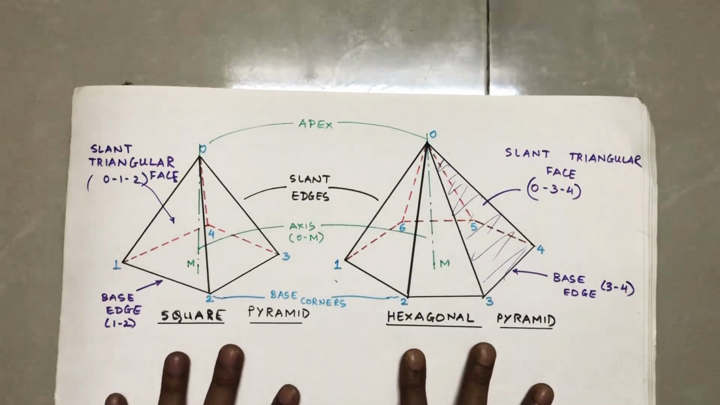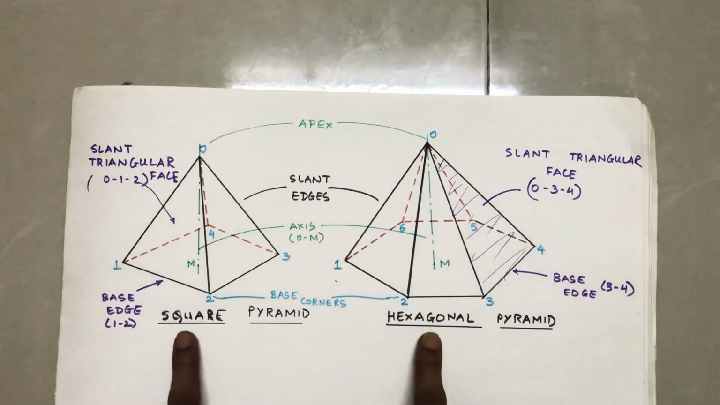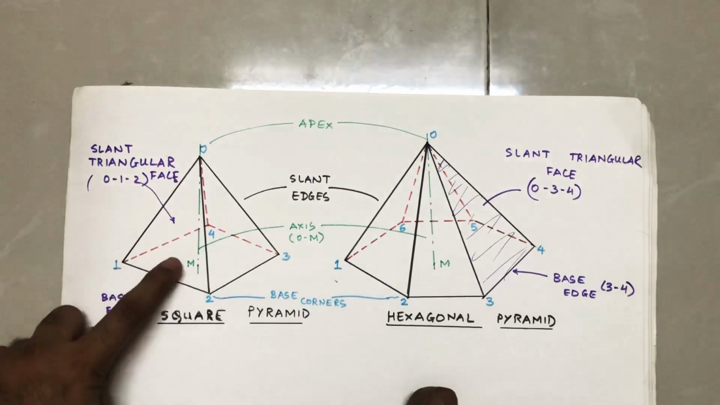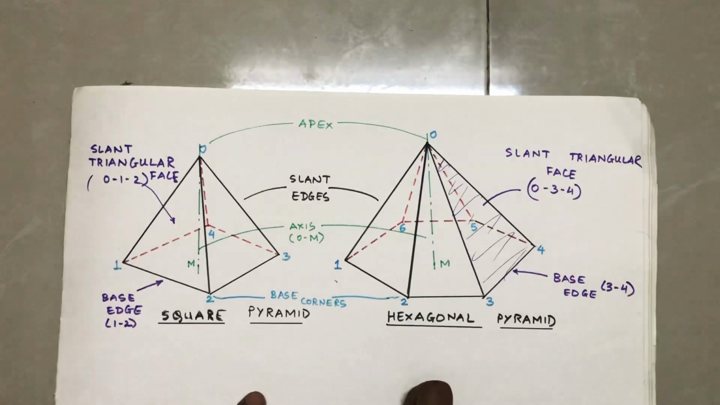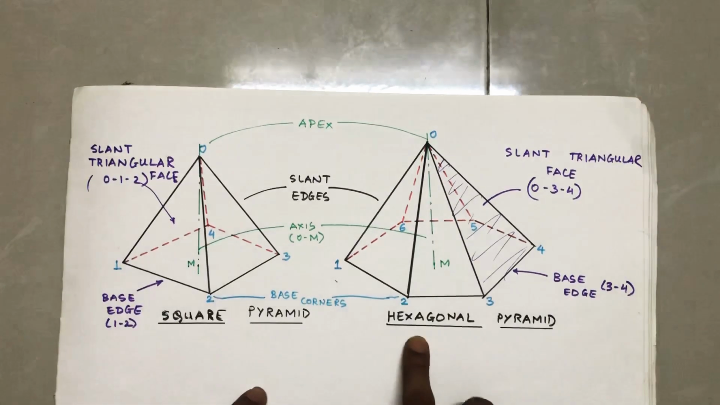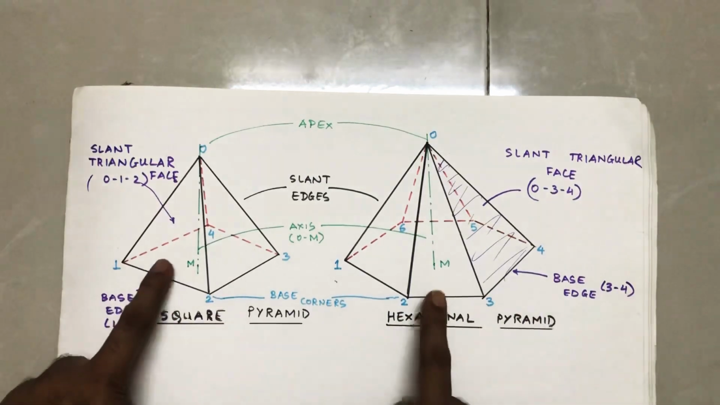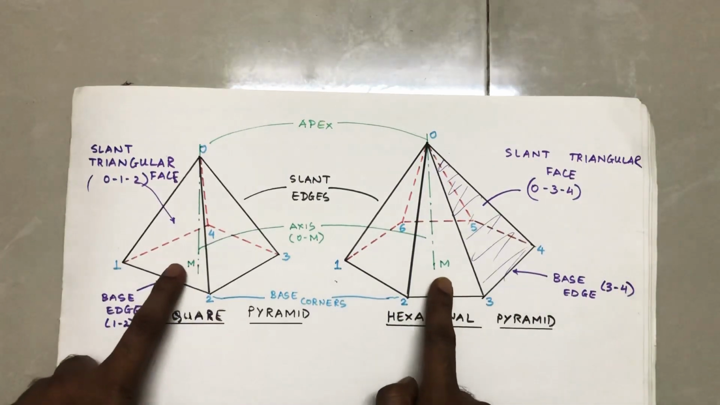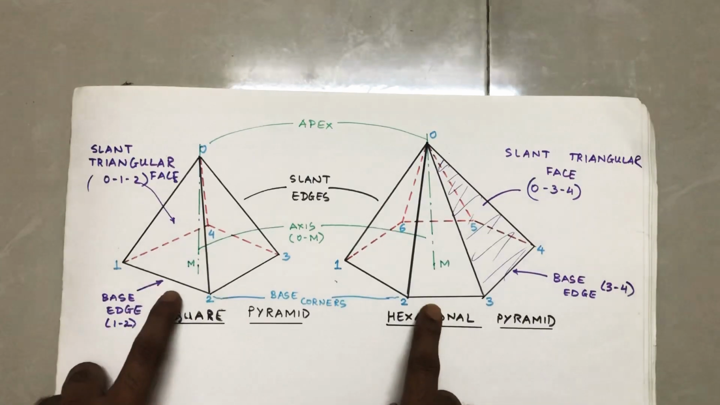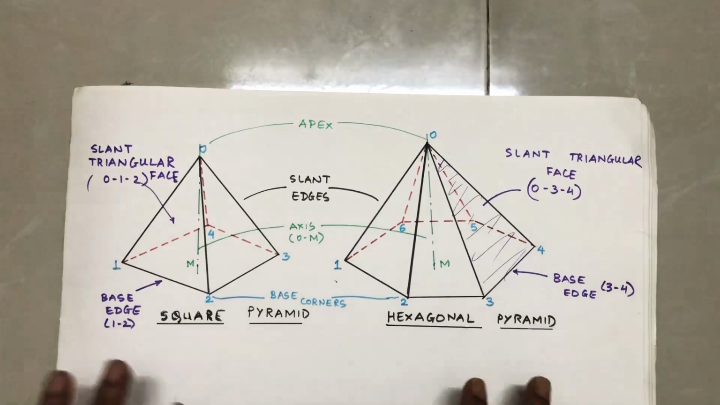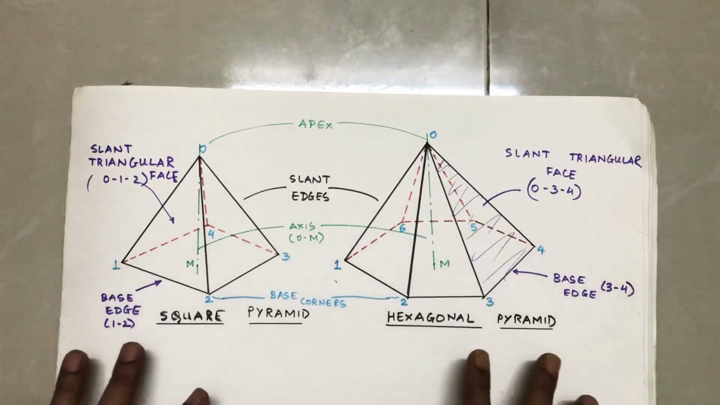Any pyramid is named by the shape of its base. So if I have a square, I'm going to call it a square pyramid. If the base is a hexagon, it's a hexagonal pyramid. Please remember, in all our problems, the base is always going to be regular. Regular means all sides are going to be equal. Okay, we'll have a regular base pyramid.